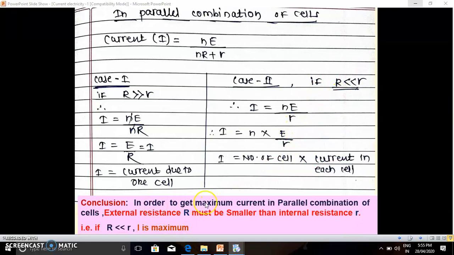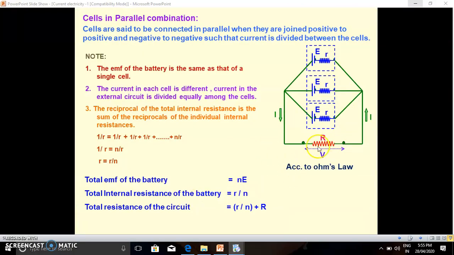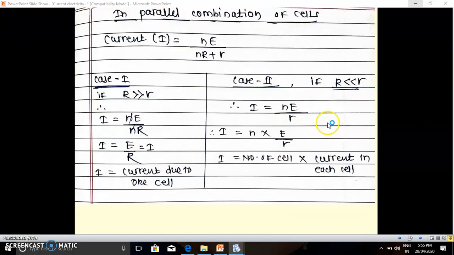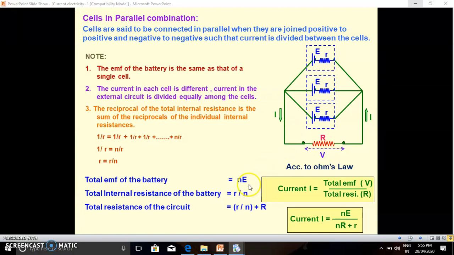Means what? In order to get the maximum current in a parallel combination of cells, the external resistance R must be smaller than internal resistance, which means internal resistance must be greater than external resistance. If R is smaller than r, then current will be maximum. Okay, so here we have to understand only one thing: in order to get the maximum current in the parallel combination of the cells, this internal resistance r should be greater than this external resistance R. Okay, this is all about today's lecture.